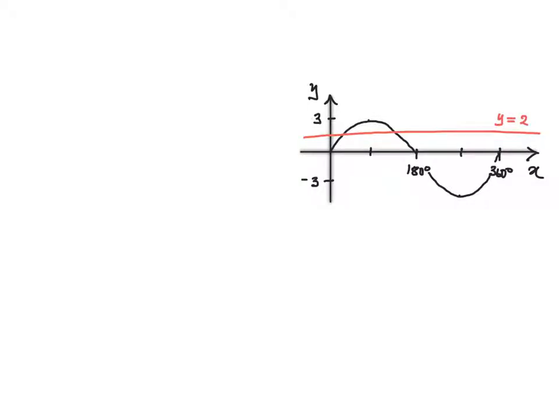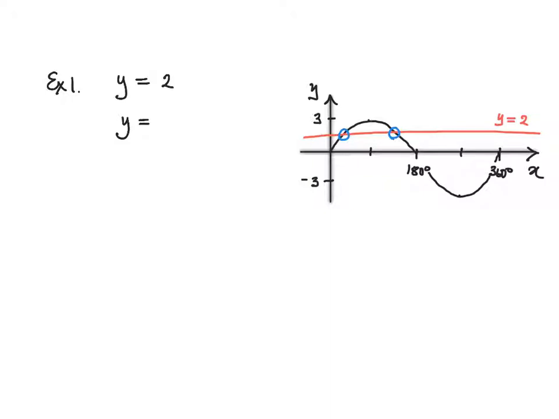Trigonometric equations, part 2. What we want to do is find the points of intersection of the straight line and the trigonometric graph, which is to say these 2 points here. Now we know that the equation of the line is y equals 2. That's been given to us. What we do not know is the equation of the trigonometric function. It should be easy enough for us to work out.